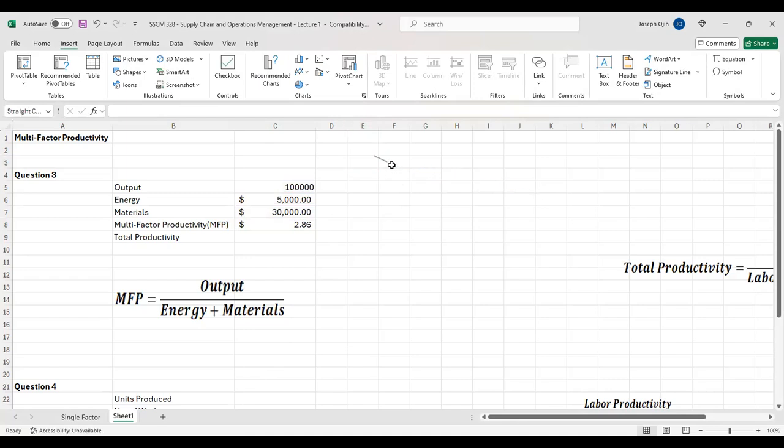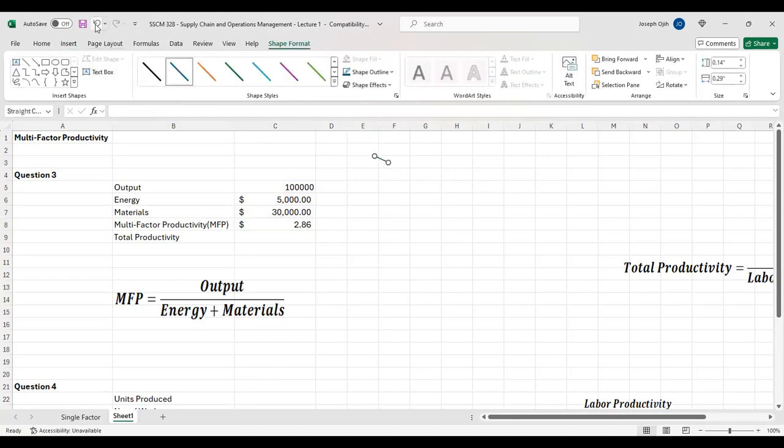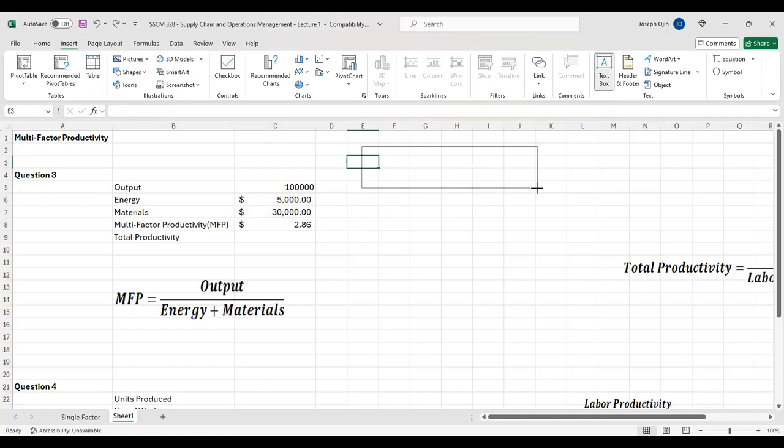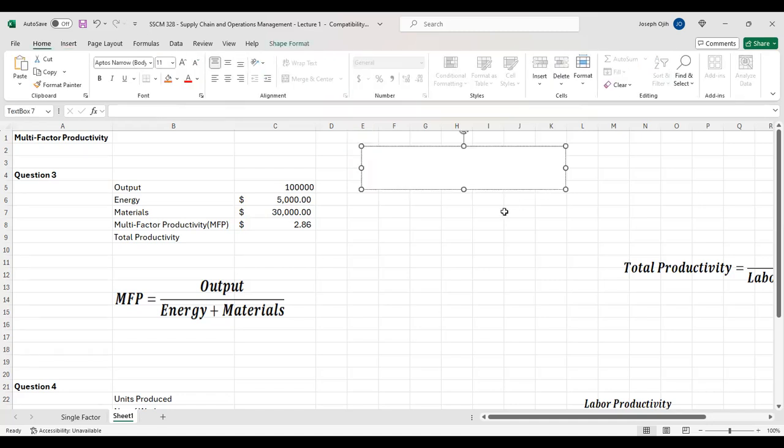Excuse me, I picked the wrong thing. Undo. What it means is that Dengrab Energy Incorporated produces 2.86 pounds for every dollar spent on non-labor inputs.